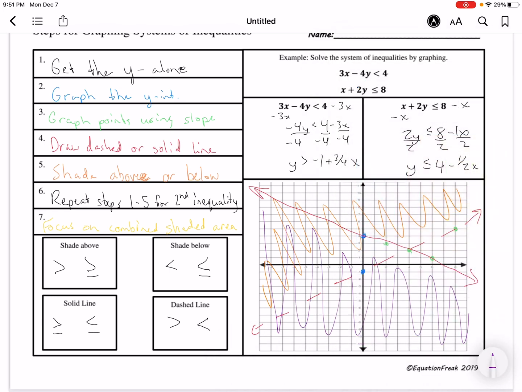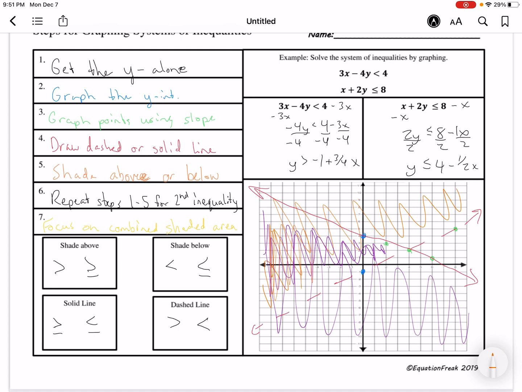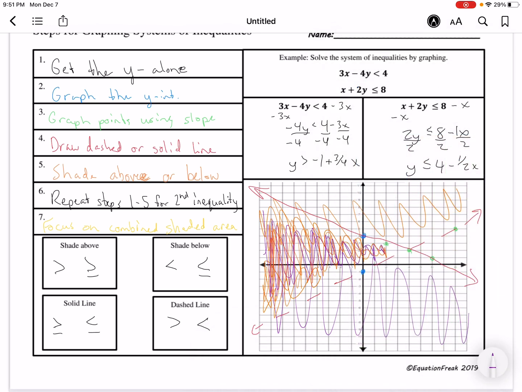Now, the key here is to focus on the space that has both purple and orange shaded in. So I'm going to go back and highlight that spot again by making it a little bit darker. But right in here, in between the two lines in this triangle, is the combined solution set for our problem. So our answer would be that space in between where both colors are shaded. That's our solution. So any point in that space would be a solution to this system of inequalities. Again, if you have any questions, please let your teacher know.